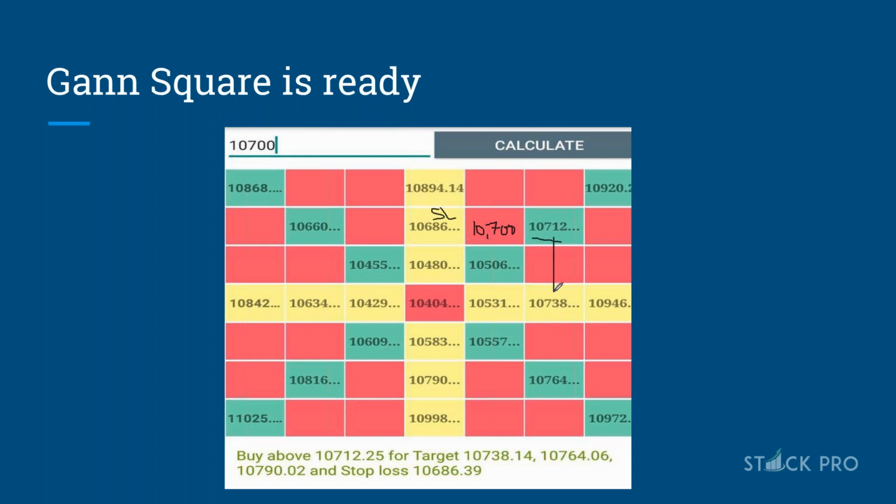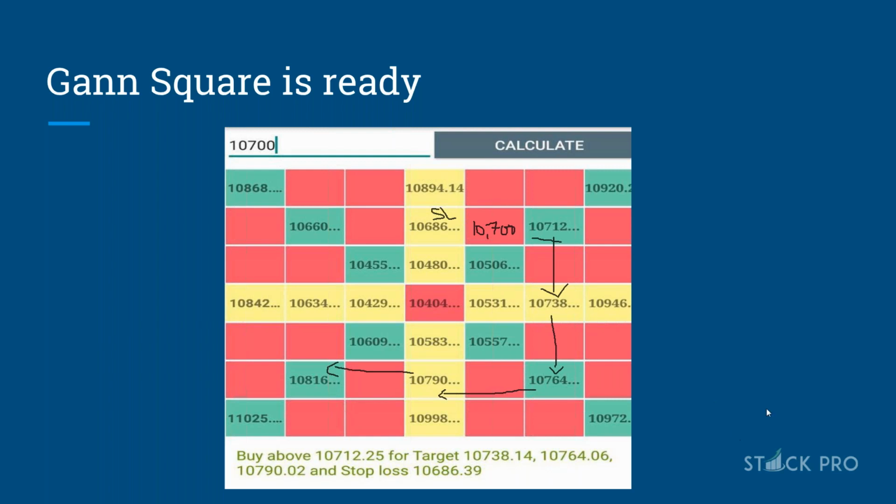Next target will be 10,738. The next target will be 10,764. Next target will be 10,790. And then the next target from here will be 10,816, right? Suppose this is when the Nifty is going in the upward direction.